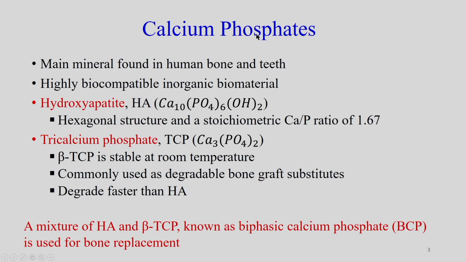Calcium phosphate, as the name suggests, has calcium as well as phosphate, and it is the main mineral component of the human bone and the teeth. It is a highly biocompatible inorganic biomaterial. It has biosimilarity.